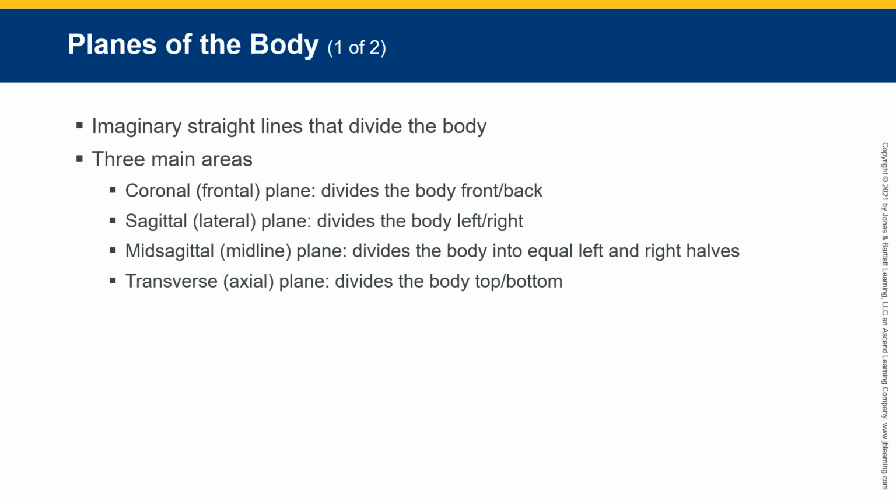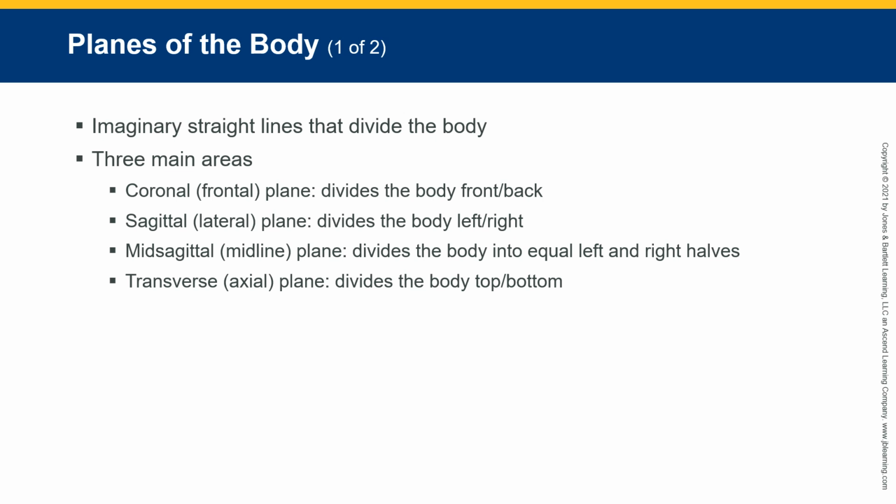Here's the midline, which divides the body into equal left and right halves. Kind of the same thing as the second one, except the midline is where you base everything. So your EKG placements, V1, V2, are on each side of the midline.